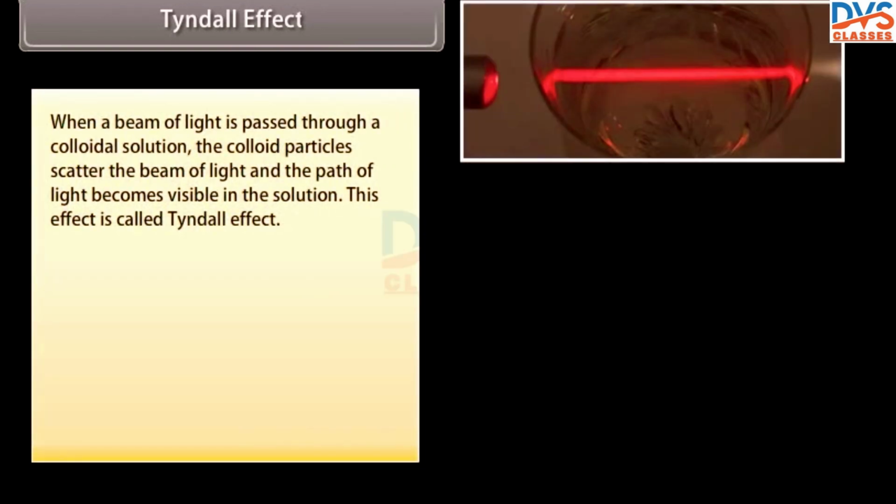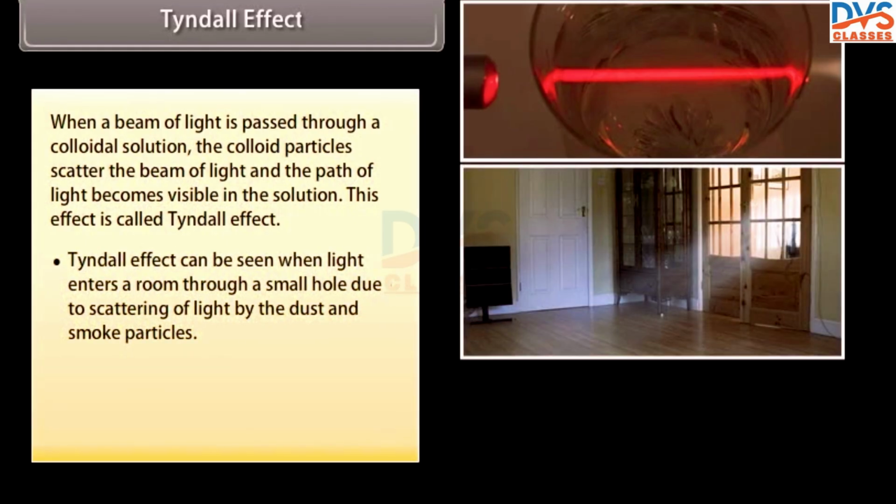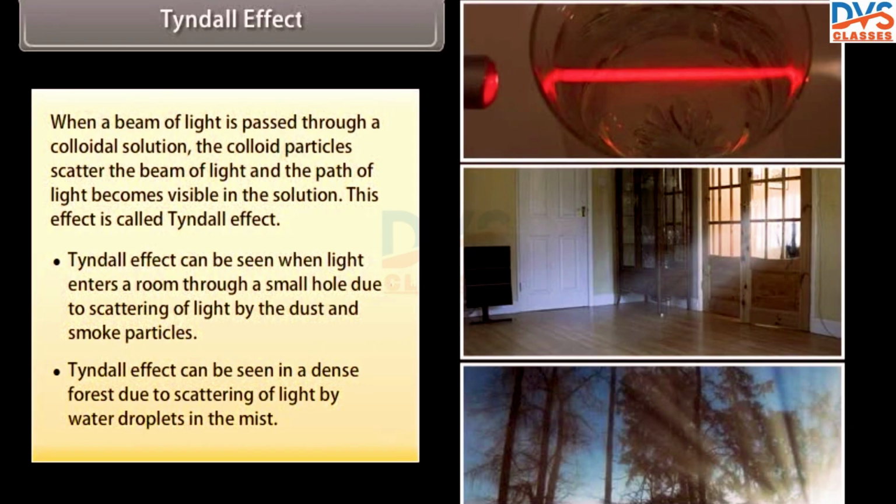Tyndall effect. When a beam of light is passed through a colloidal solution, the colloidal particles scatter the beam of light, and the path of light becomes visible in the solution. This effect is called the Tyndall effect. Tyndall effect can be seen when light enters a room through a small hole due to scattering of light by the dust and smoke particles. Tyndall effect can be seen in a dense forest due to scattering of light by water droplets in the mist.